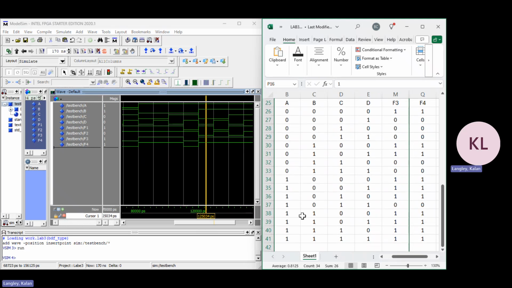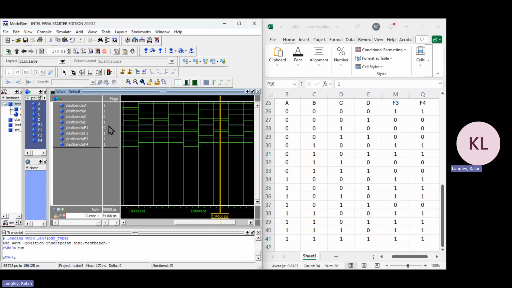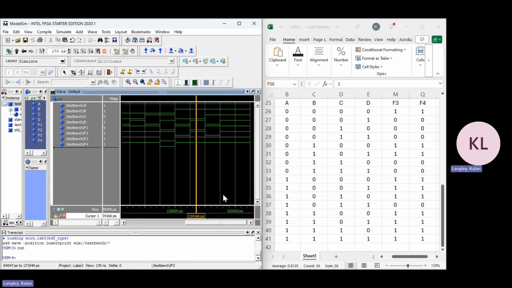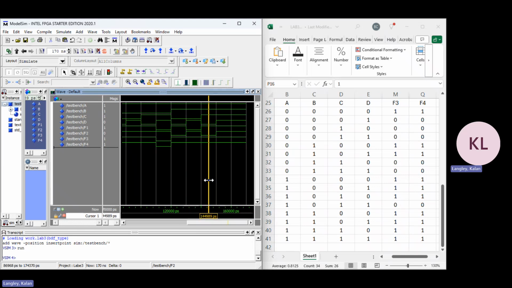Scroll down a little bit. So we're at AB now. So the next would be ABD. Right here. So they stay on. ABD stayed on. Next is ABC. ABC, 101. A, B, C, and D, they're all on.